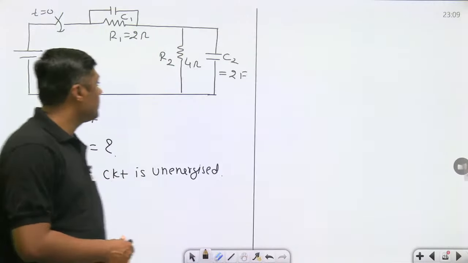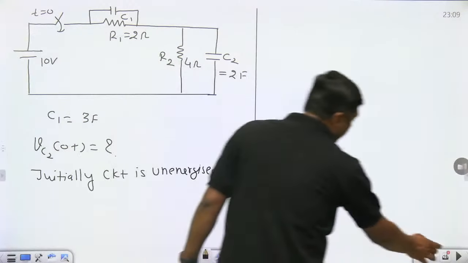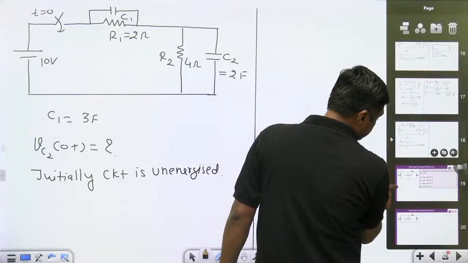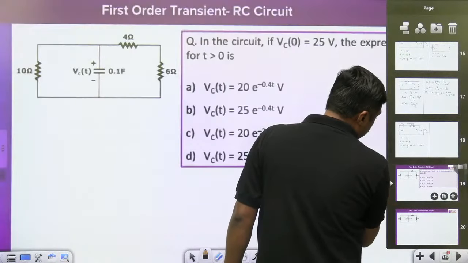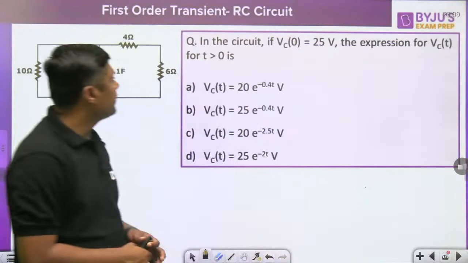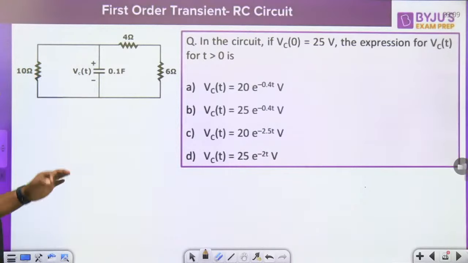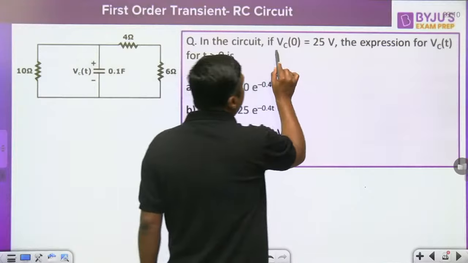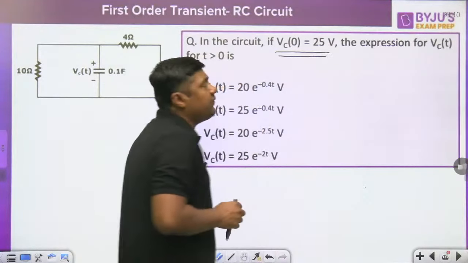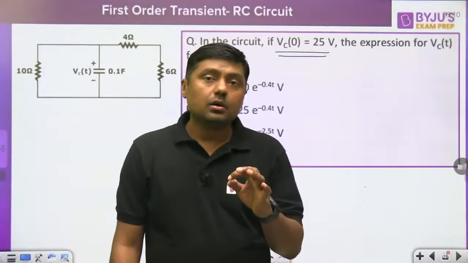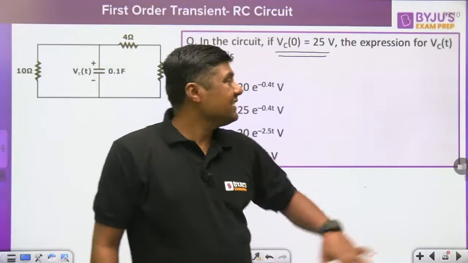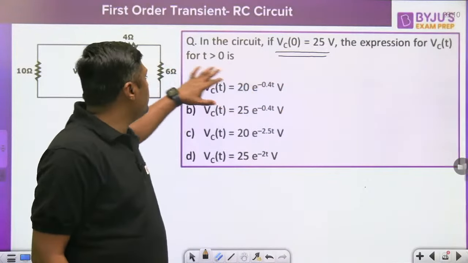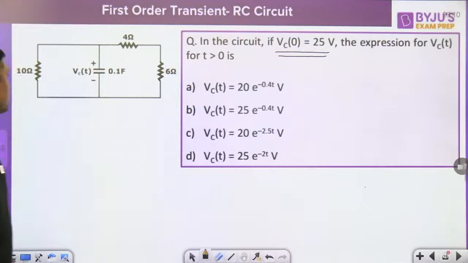Now, one last question for you. What is the answer for this question? Very, very simple one. In the circuit, if VC0 is 25 volt, which means the initial voltage is 25 volt, in a source free RC circuit, what is the expression for VC(t) for t greater than 0?